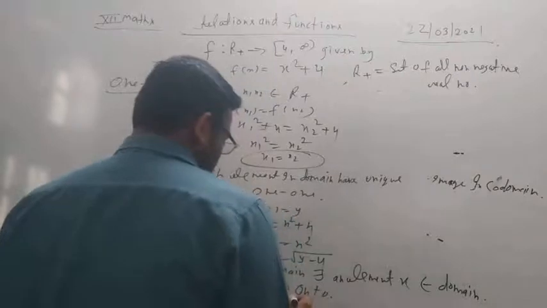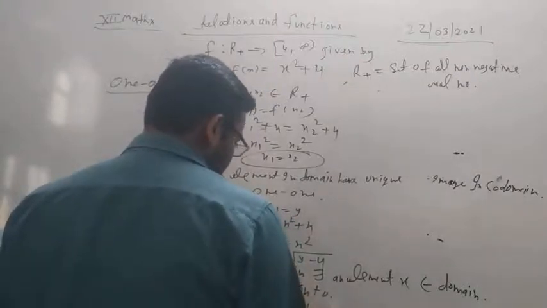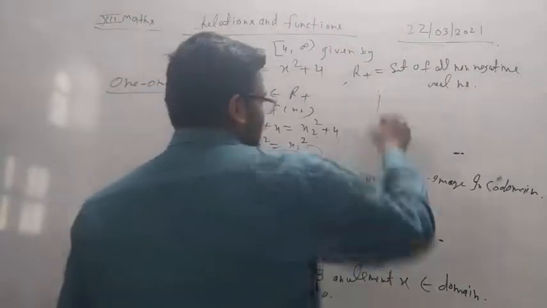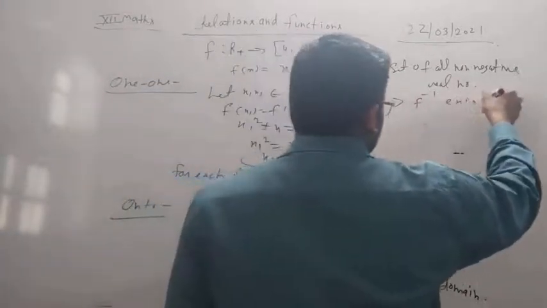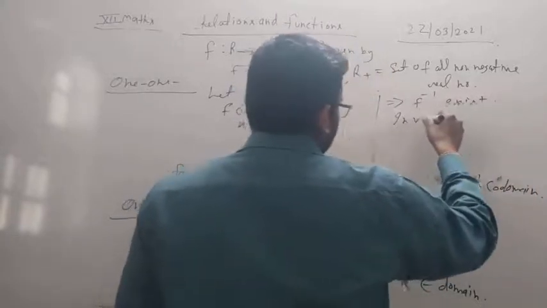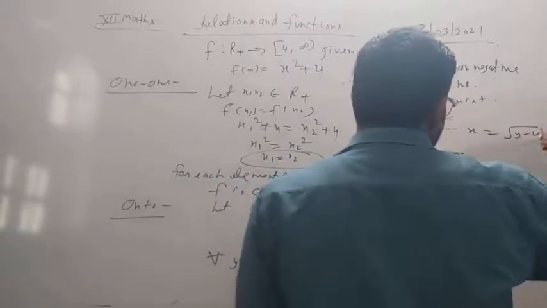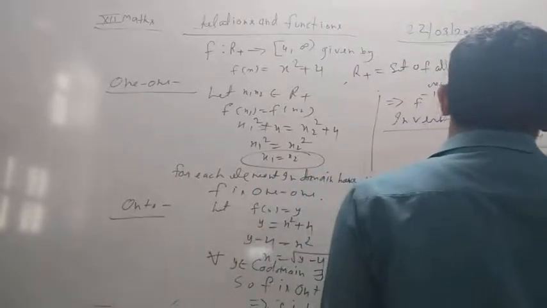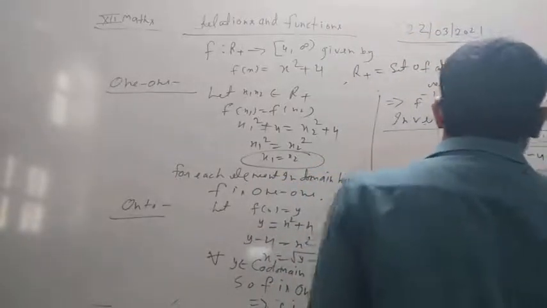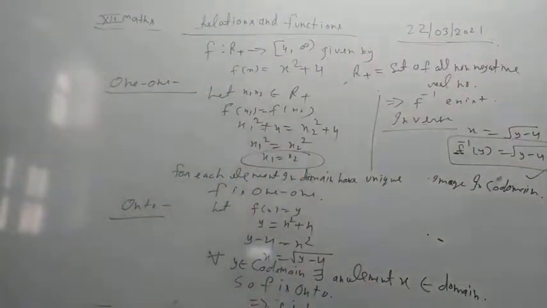So this implies f is bijective, and this implies f inverse exists. So what will the inverse be, students? This x = √(y − 4). So we write f inverse(y) = √(y − 4). This is f inverse. Okay. I hope you understand, students.